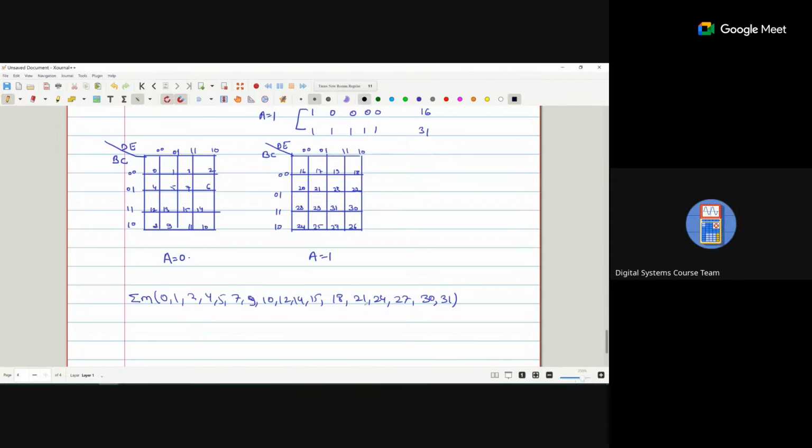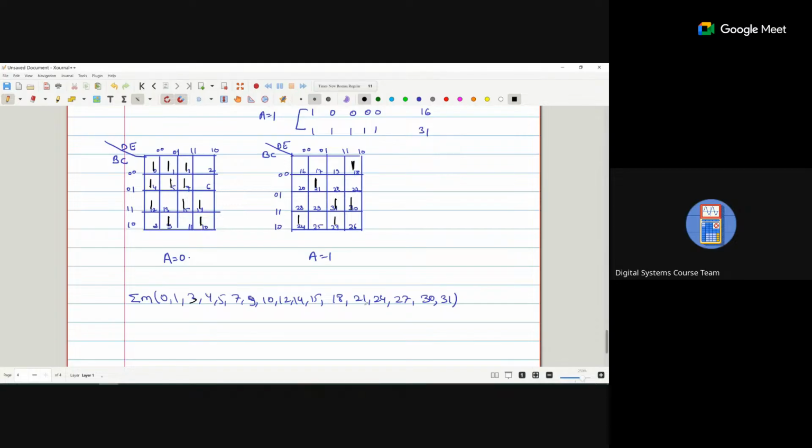Now we represent the terms 0, 1, 3, 4, 5, 7, 9, 10, 12, 14, 15, 18, 21, 24, 27, 30.